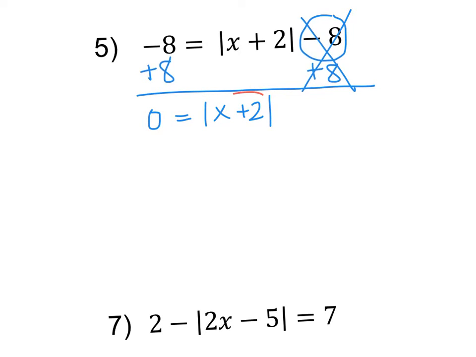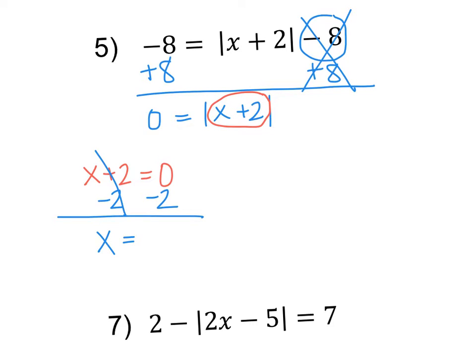Then we take the stuff inside, now that the lines are by themselves, and say, well, x plus 2 equals 0. The other option would be to write x plus 2 equals negative 0. But negative 0 is still 0, so we only get this one equation. Solve for x by subtracting 2 on both sides. You get x equals negative 2.